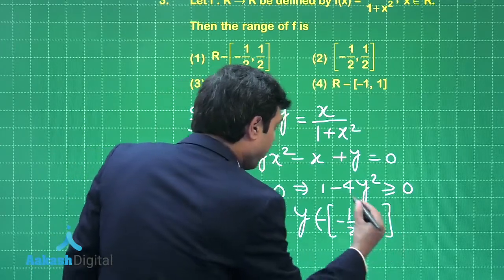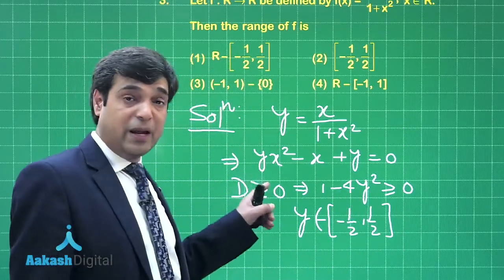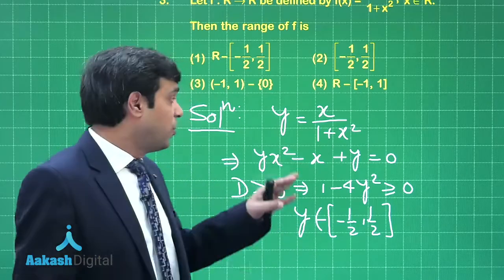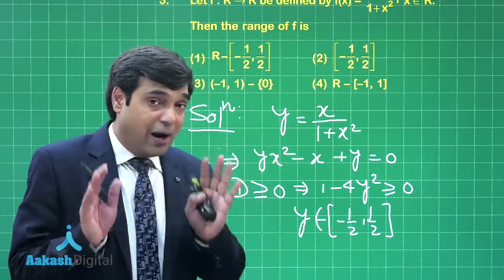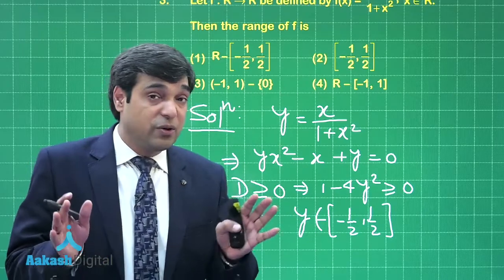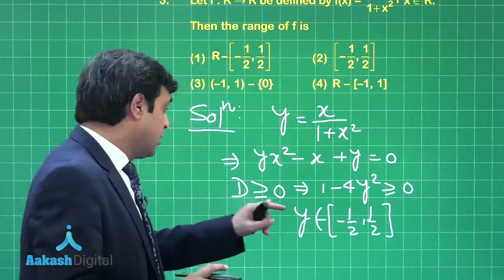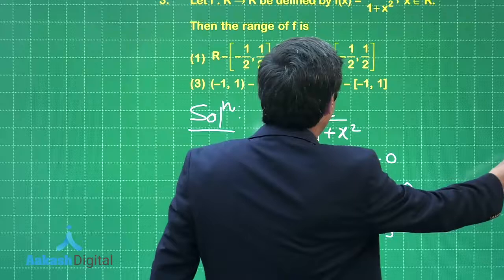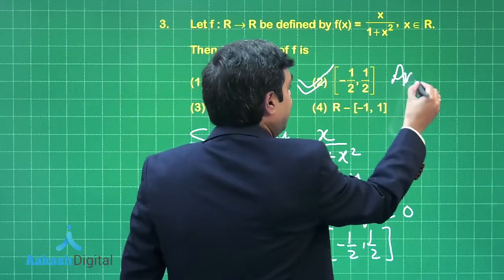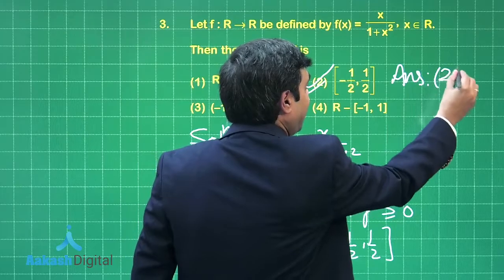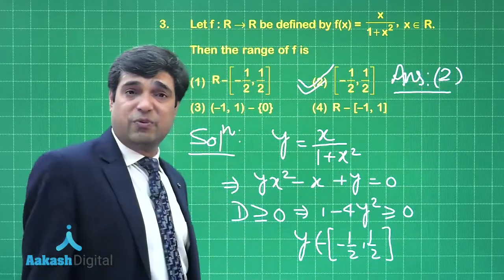Now, coefficient of x square is y. If you say y equals 0, you are going to get from here x also 0. x equals 0 is part of domain. So, y equals 0 is also required in range. So, correct answer is minus half to half, the complete part. So, this is the required result. Let us mark and mention as the answer. Let us move on to the next question of this paper.